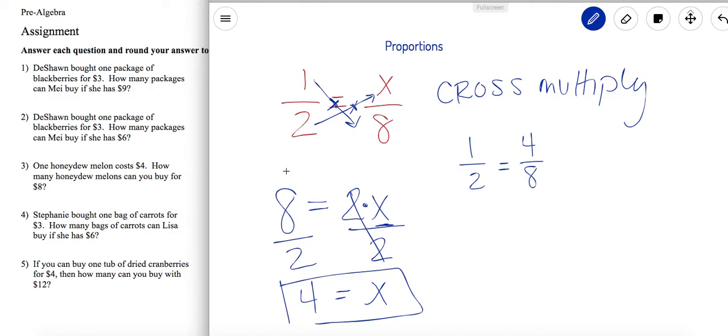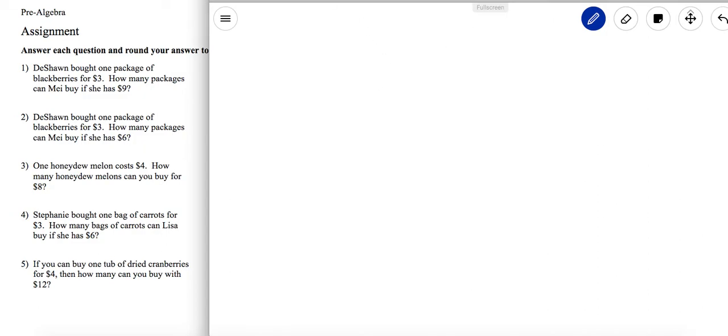So that's how we're going to do proportional problems. We're going to make sure that we always cross multiply, but even though this is maybe a little too easy, we're going to add in some word problems. So we're going to read these problems. Deshawn bought 1 package of blackberries for $3. How many packages can Mai buy if she has $9? So we're going to set up a proportion.